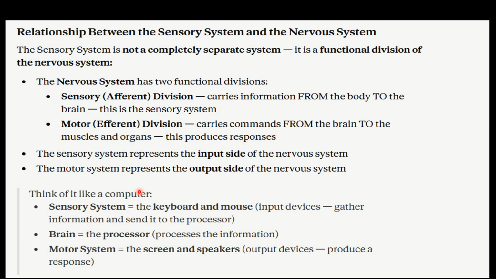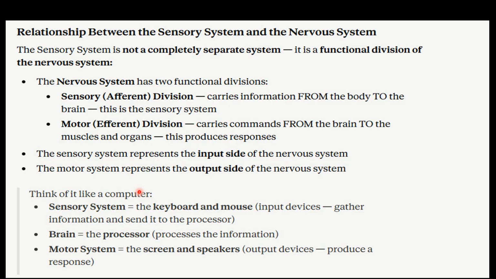Now we will see how it is related to the nervous system, because the sensory system is not completely a separate system. It is a part or functional division of the nervous system. How? Let's see. The nervous system has two functional divisions. One is the sensory division and the second is the motor division.